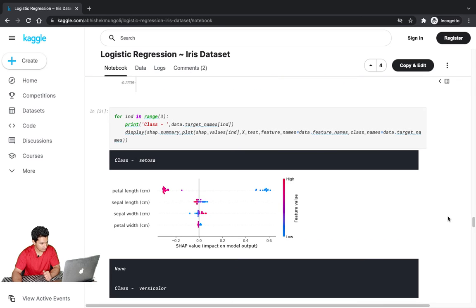And also we can look at the summary plot. What the summary plot shows is, you can see high and low, which is the feature value. So for petal length for class Setosa, if it's high, it will have negative contribution. On the other hand, if the petal length is low, it will have positive contribution because Shapley is positive here. And similarly, the sepal length high will have negative contribution, and low will have positive contribution.